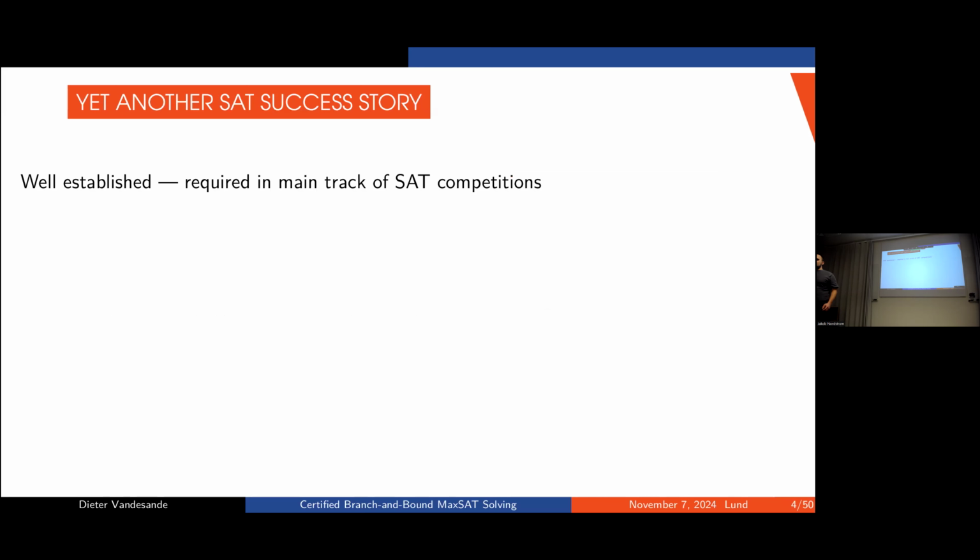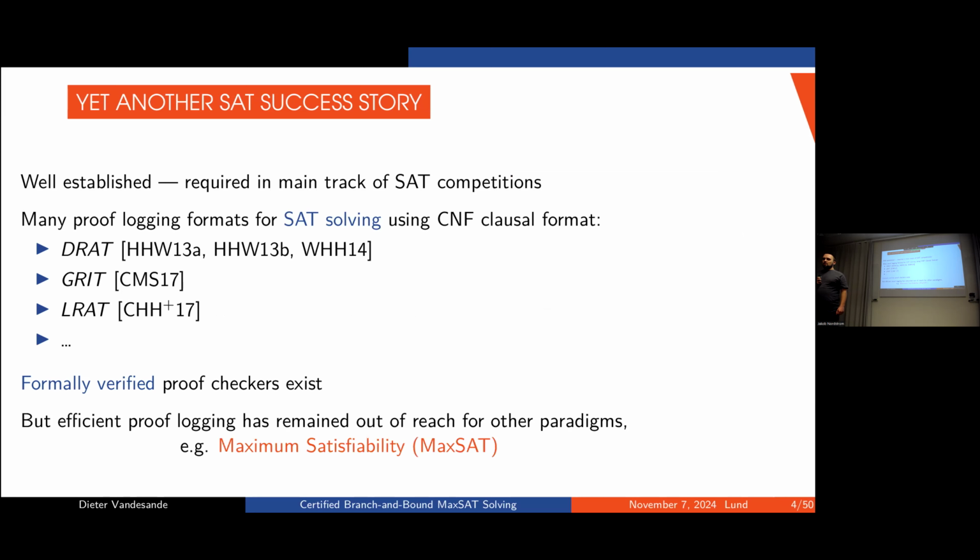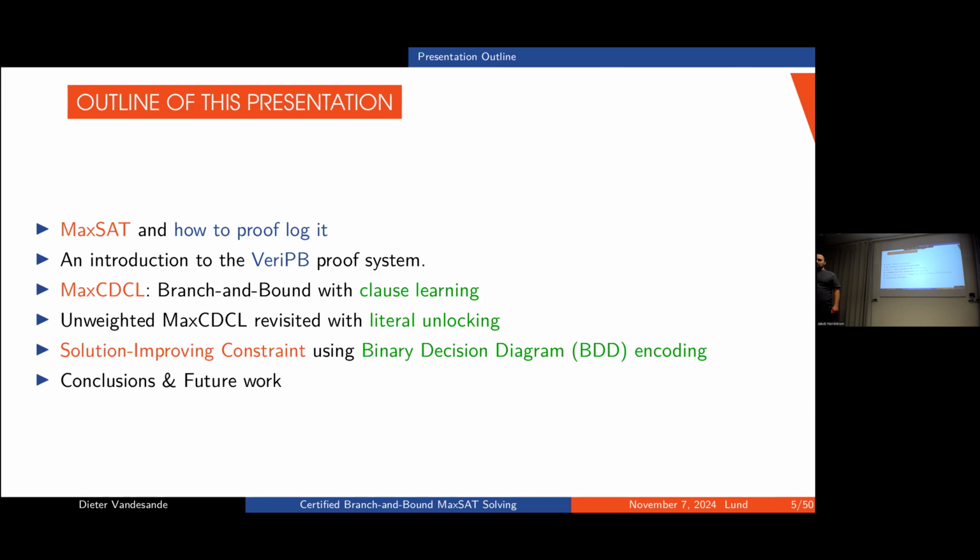This is really a success story in SAT. I mean, for many years already, it's compulsory to have proof logging in the SAT competition, and we have many proof logging formats for SAT available. And actually, since the task of checking a proof is much simpler than solving the problem itself, we have formally verified proof checkers. But unfortunately, for long, this was still out of reach for other paradigms, like, for example, maximum satisfiability. And that's what I will talk about in the next 45 minutes.